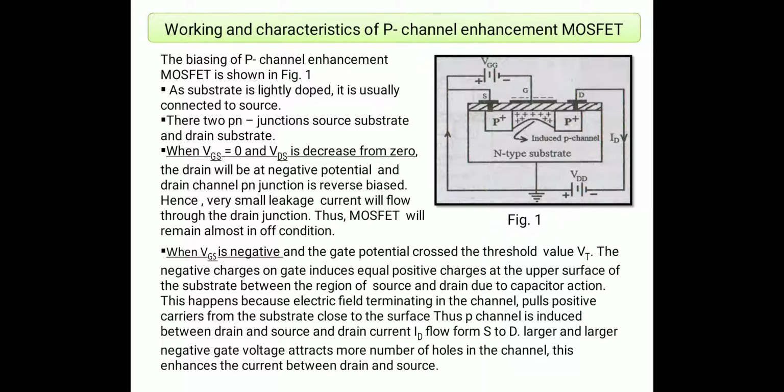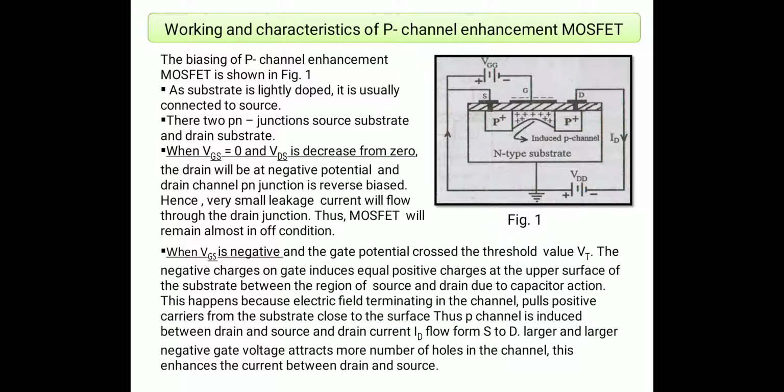Now we will discuss working and characteristics of P-channel enhancement MOSFET. The circuit arrangement used to study the working and characteristics is shown in figure. As shown in figure, drain is maintained at negative potential with respect to source by battery VDD, and gate is maintained at negative potential with respect to source by battery VGG. As the N-type substrate is lightly doped, it is generally connected to the source. Now as there are two heavily doped P regions, one is the drain, the other is the source. So between drain and substrate, and source and substrate, there are two PN junctions.